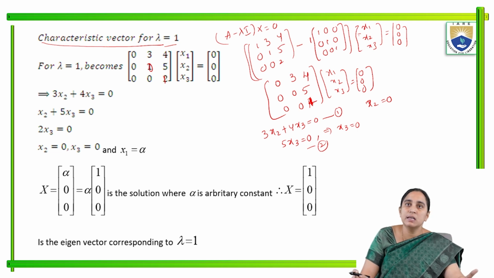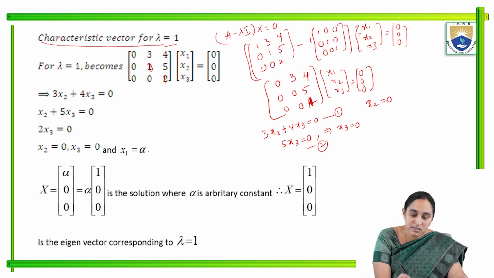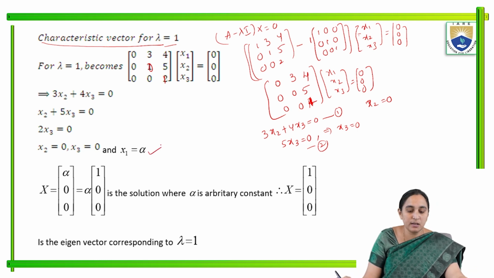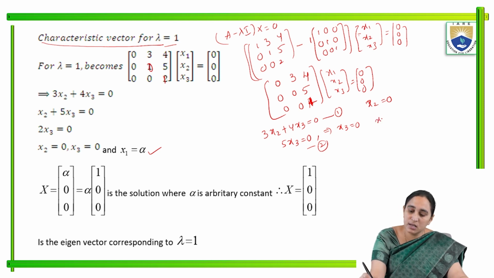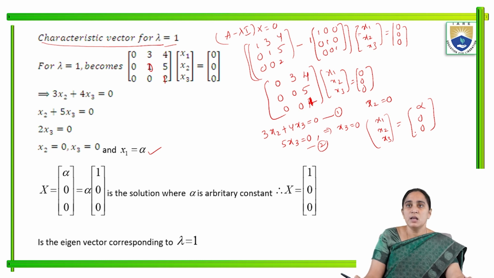Here, what is missing? x1 is missing. For that, we have to assume. Let us assume one arbitrary constant, that is x1 is equal to alpha. Therefore, what about x1, x2, x3 values here? x1, x2, x3 is equal to alpha, 0, 0. These are the values of the unknown characteristic vector x: x1, x2, x3 is equal to alpha, 0, 0.